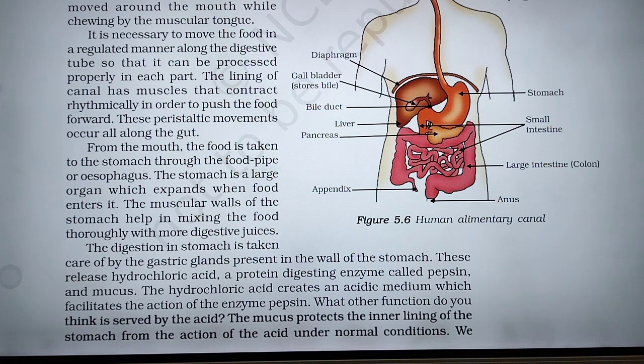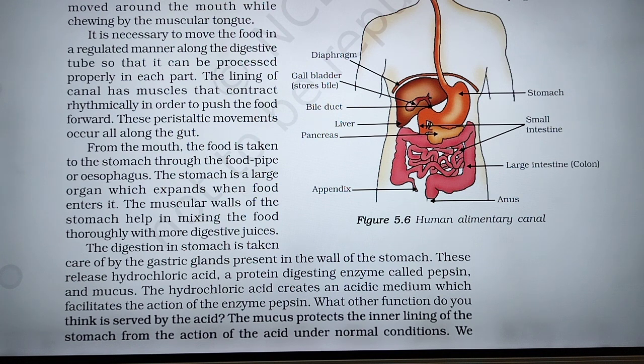Now from the mouth the food is taken to the stomach through the food pipe or esophagus. The stomach is a large organ which expands when the food enters it. The muscular wall of the stomach helps in mixing the food thoroughly with the digestive juices, that is, gastric juice.